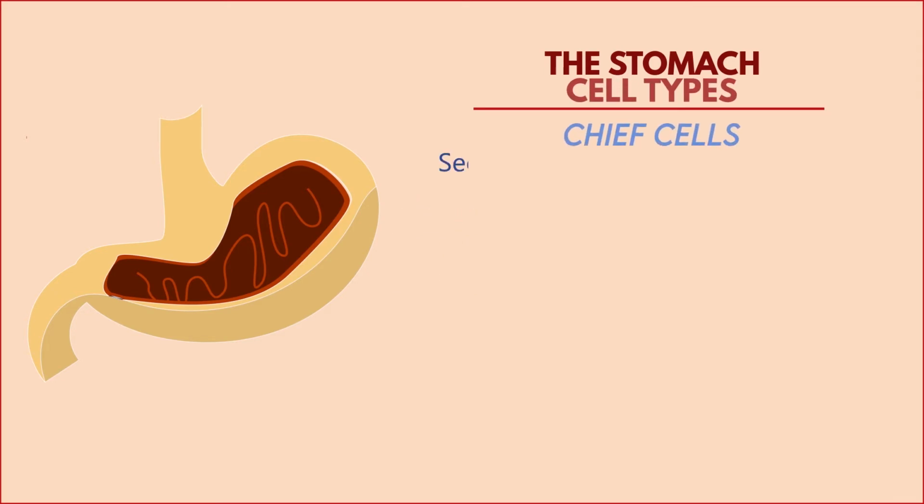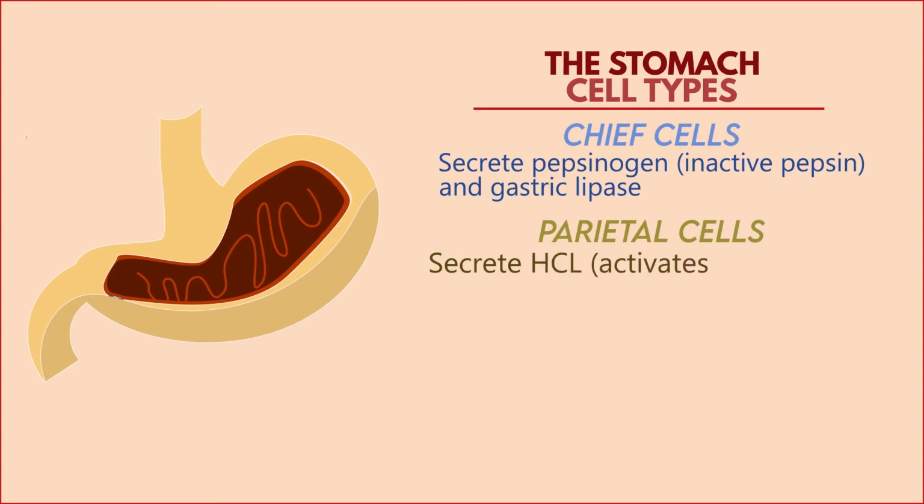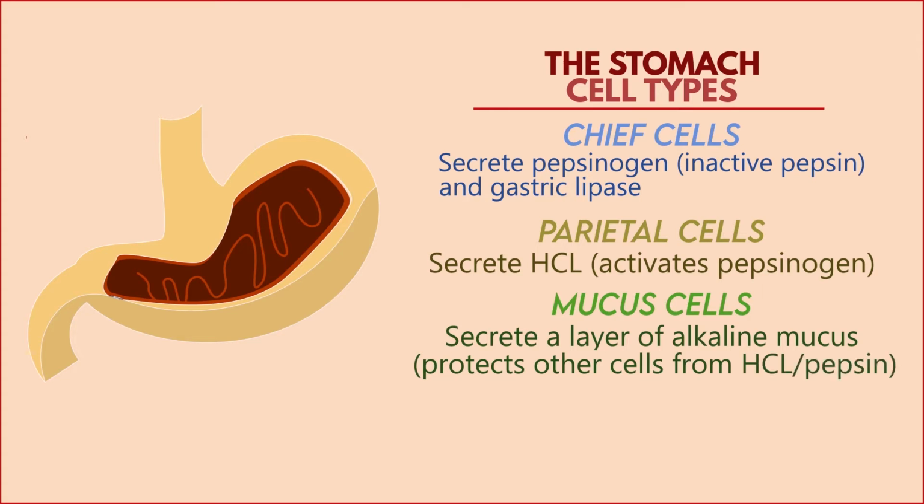Chief cells secrete pepsinogen, the inactivated form of pepsin, a potent protein-digesting enzyme, and gastric lipase, which digests lipids. Parietal cells secrete hydrochloric acid, required to activate pepsinogen. Mucous cells secrete a layer of alkaline mucus that protects other cells lining the stomach from hydrochloric acid and pepsin. Otherwise, most cells would get broken down by this protein-digesting enzyme and destroyed by the hydrochloric acid.